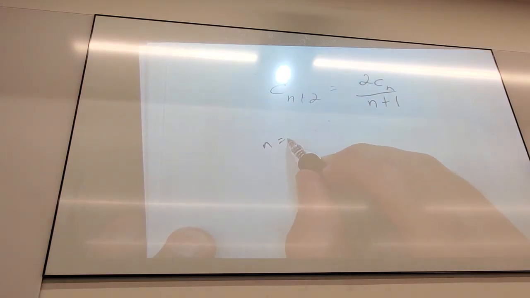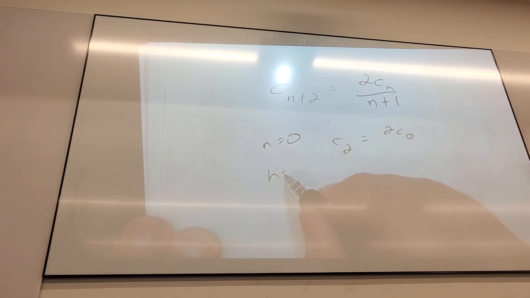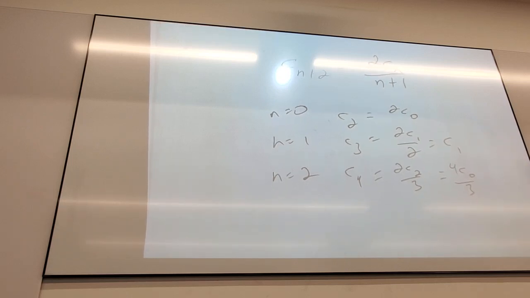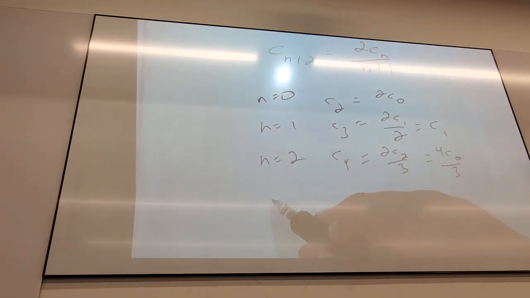So let's see. If n is 0, I'll get C2 equals 2C0, right? If I get n equals 1, I'll get C3 equals 2C1 over 2, and then n equals 2. Is everybody with me? I'm not going to worry too much because I just made this up, but I want to make a point, so let me get a few more down here. I'll get 2C2 over 3. Which is, what's 2C2 over 3? What's C2? 4C0. Yeah, so it'll be 4C0. Okay, n equals 3.